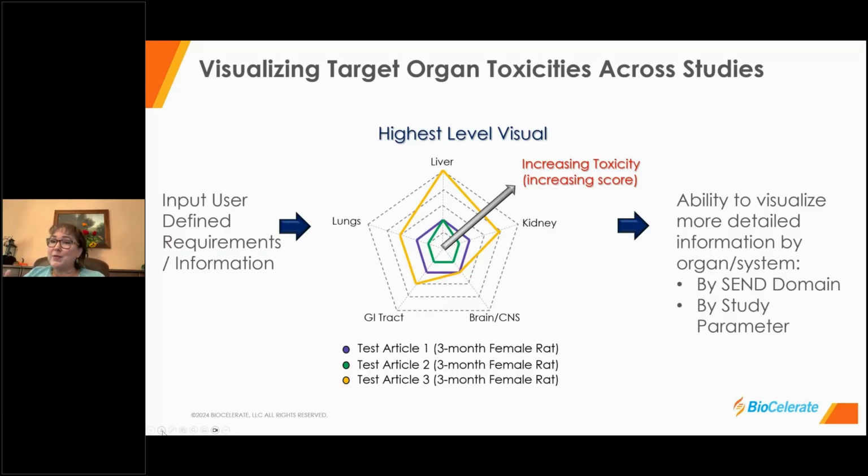So that's the concept. These visualizations kind of lead you in the right path of what's the same, what's different. And then from there, being able to drill down into more information. So looking by SEND domain, so for the liver, for example, what's feeding into that scoring, and then by individual study parameter. Next slide, please.